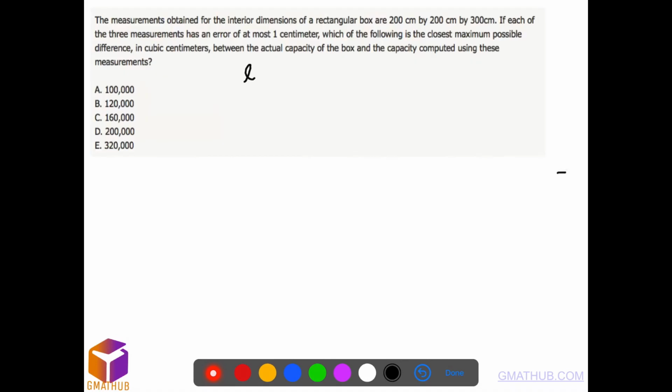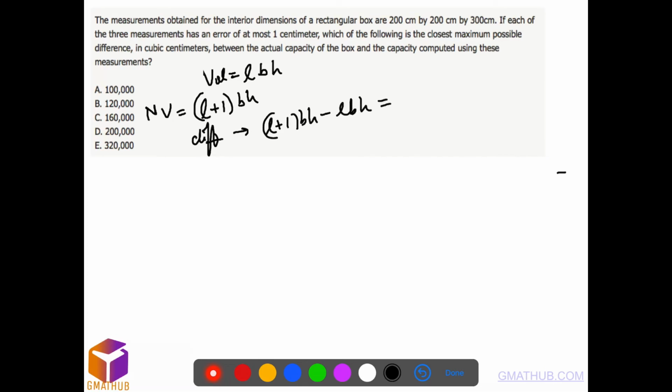Let's say L, B, H are the 3 dimensions and the volume will be equal to LBH. It says there is an error of 1 centimeter in the measurement of the dimensions. Let's say L changes by 1, it becomes L plus 1. So the new volume will be L plus 1 into BH. So the difference in volume would be L plus 1 into BH minus LBH. That will be nothing but BH.